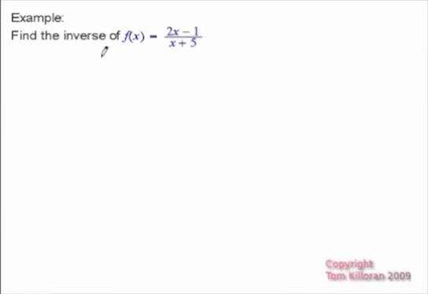Another find the inverse of a function. This one we could prove that it's one-to-one. It's not very friendly though, so we'll just make the assumption that this is a one-to-one function. And to find its inverse, we're going to get rid of the f of x notation and write it as y is equal to 2x minus 1 over x plus 5. And then the next step would change everything, where y's become x's and x's become y's.